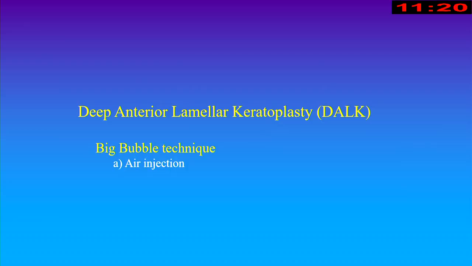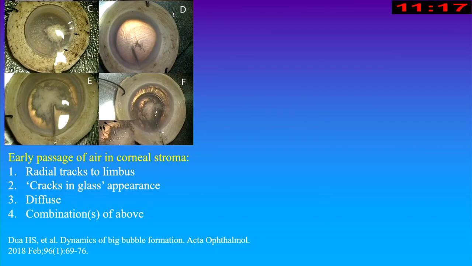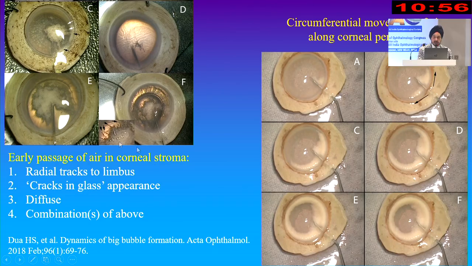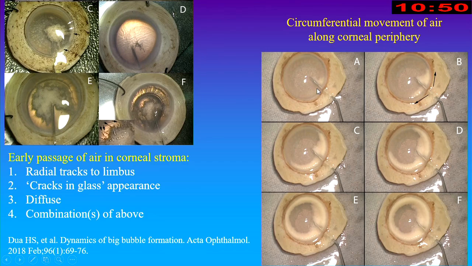Now let's look at DALK by air injection. What happens when you inject air? If you look at it minutely, and these are human eye bank eyes, you will find that air moves from the center in radial tracks towards the limbus. This can be in a compact cornea in the form of fine lines, like cracks in glass, or more diffuse. Once it reaches the limbus, and here you can see one track, it then goes clockwise and anti-clockwise to make a complete circle.